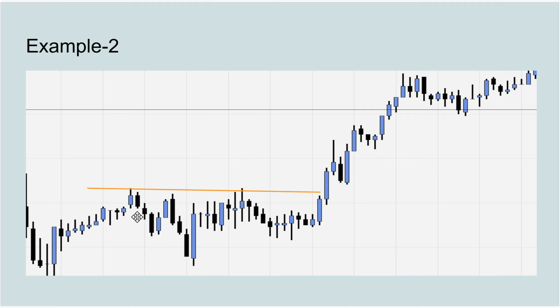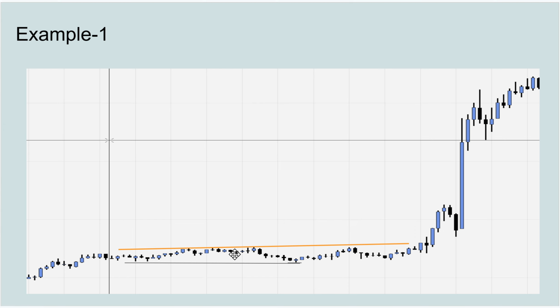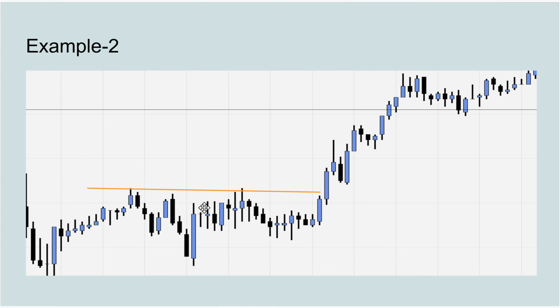Here, if you see, the range is a little bit bigger than the previous one. This range is tighter, this is a little bit wide, but a similar thing happened. I have marked this orange line to show the upper resistance level of this range. You get a breakout on this bar. Hopefully you can see my cursor. So you get a breakout. Immediately you get a follow-through. The follow-through bar is not that good, but still it's a follow-through.